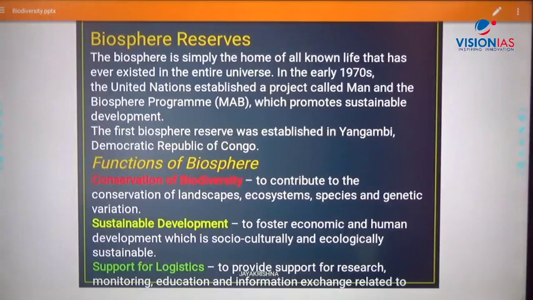Then functions. What are the functions? Come on, write down the functions of biosphere reserve. Come on, make note of this one. Come on, take down the notes. You are writing as biosphere reserves.